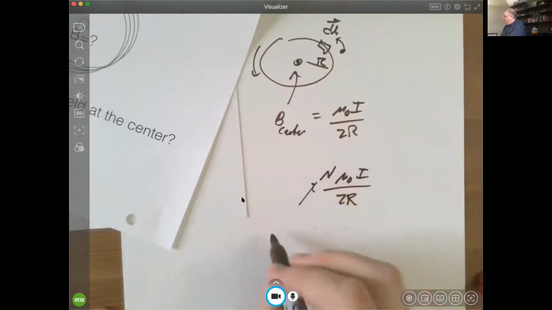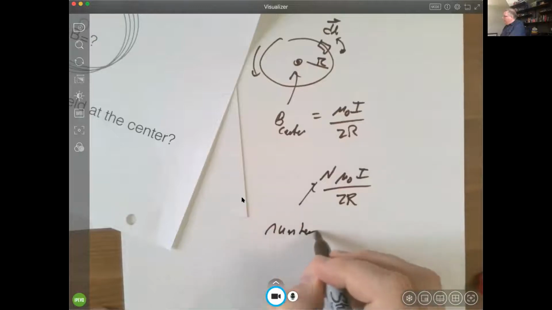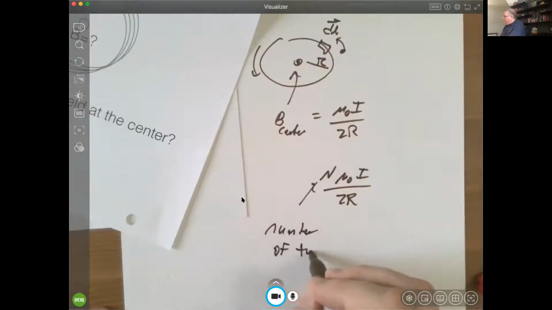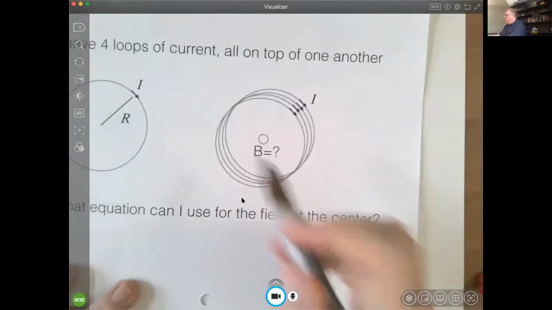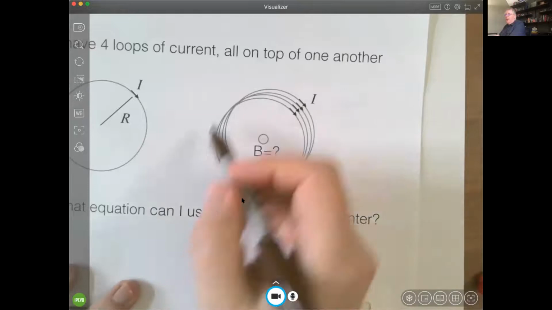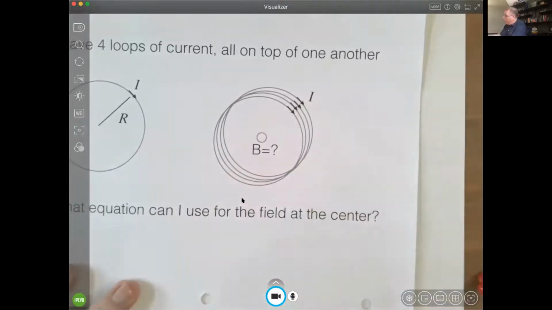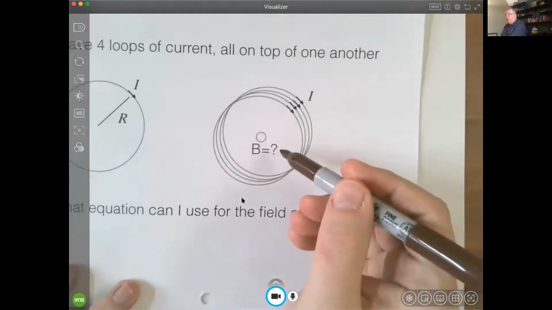Where n is the number of turns, we call it. How many times I wrap around. In fact, this could be the same wire. I could have a wire that I wrap around multiple times. And this is in fact how you're going to make your motor. You're going to make multiple turns, and multiple turns will mean that you feel the force multiple times, or in this case, you make the field multiple times.